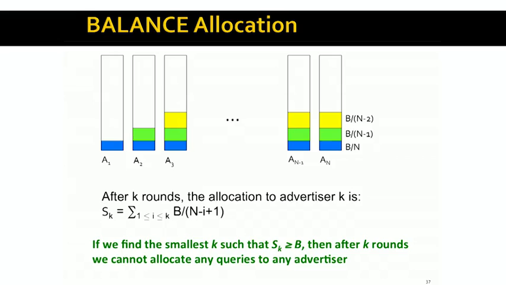So if we can find the smallest k such that Sk is greater than or equal to B, then after k rounds, we've exhausted the budgets of all the advertisers k plus 1 through n, and so we cannot assign any queries to any advertiser beyond that point. So our goal is to find the smallest k such that Sk is greater than or equal to B.